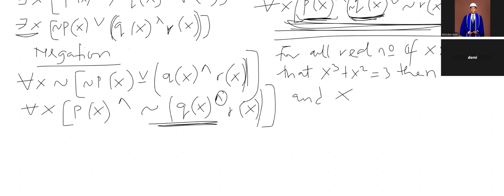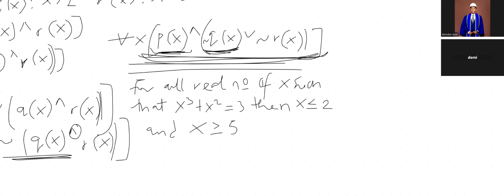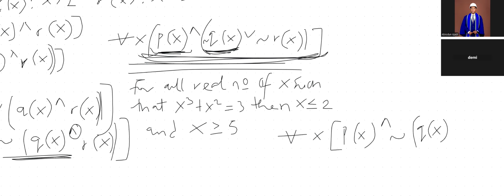Now, how do we turn this to implies that? Remember that I can leave this statement this way, p of x, then instead of expanding this, I can leave it that way and have q of x, then r of x.